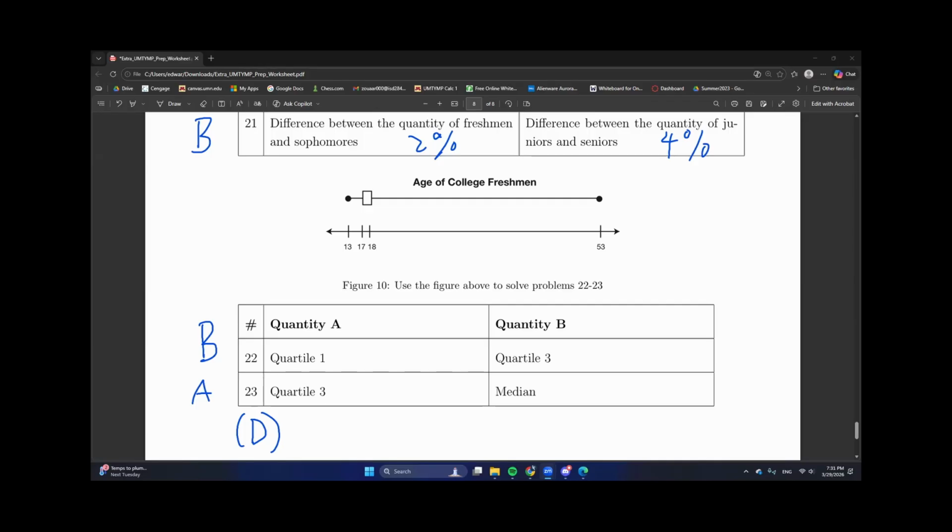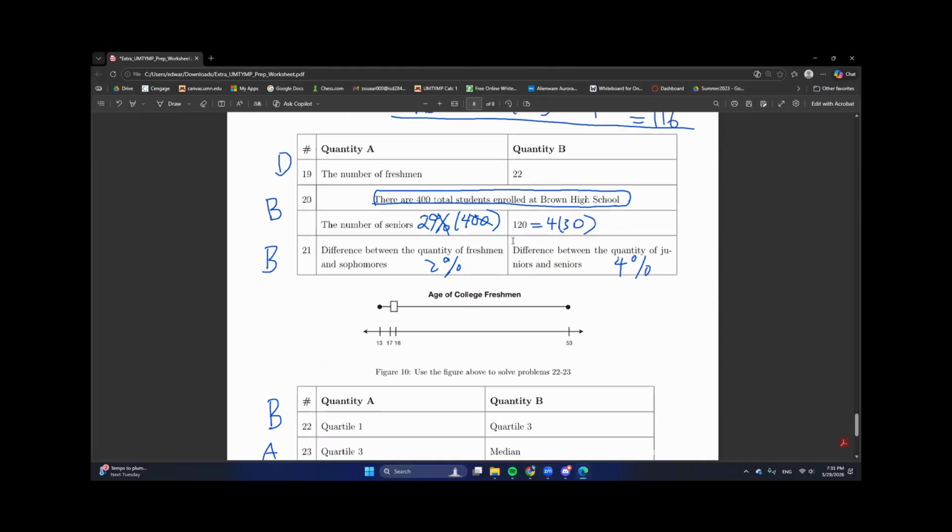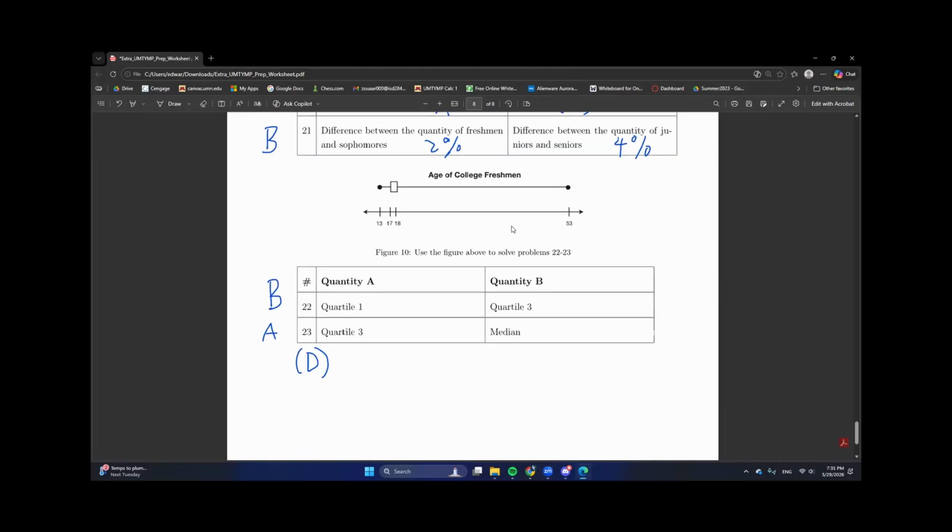For 22? No, for 23. Oh, well, quartile 1 isn't in 23. No, right, I'm just talking about it in general, but it's fine, it's okay. Yeah, thank you though. Thank you for the clarification there.